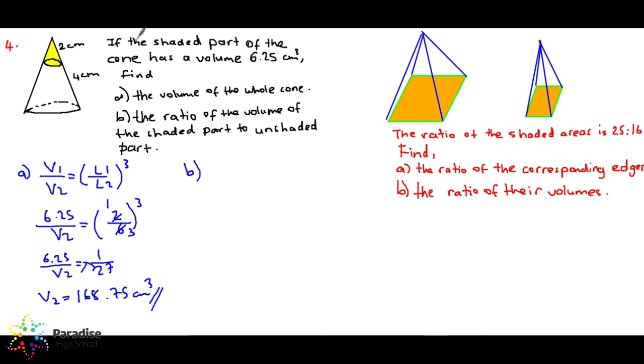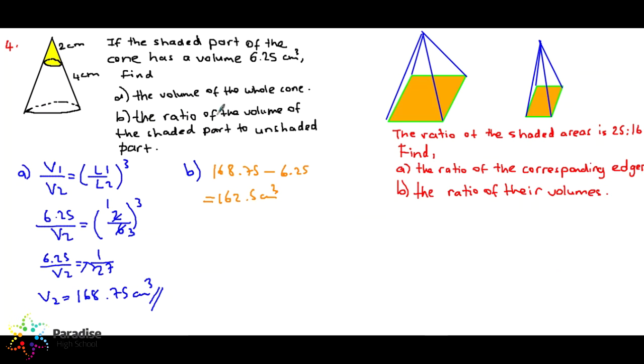What about the second question? The ratio of the volume of the shaded part to the unshaded part. We know the shaded part is 6.25. What is the volume of the unshaded part? We know the volume of the whole cone is 168.75. If I remove the smaller cone, what will be left? The unshaded volume is 168.75 minus 6.25, which is 162.5 cubic centimeters.